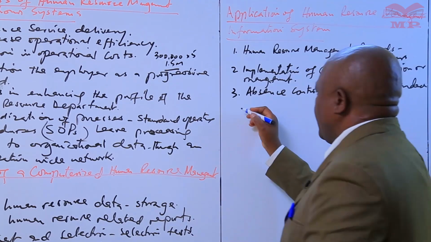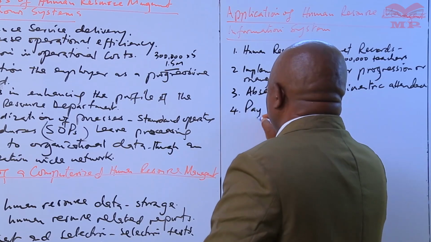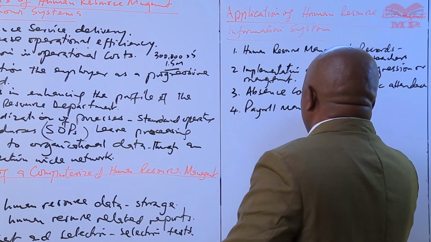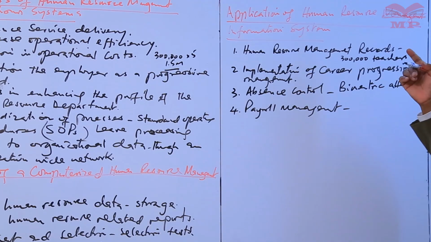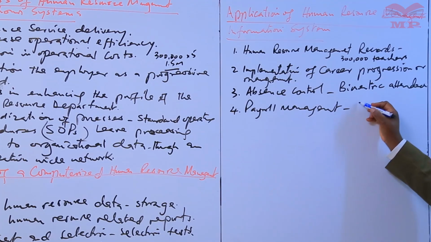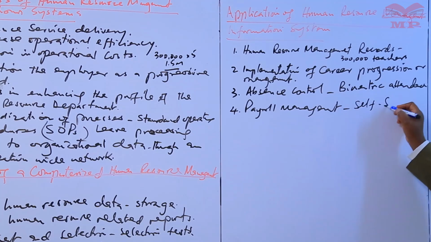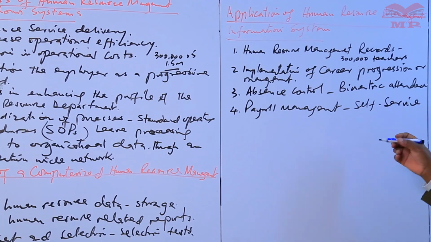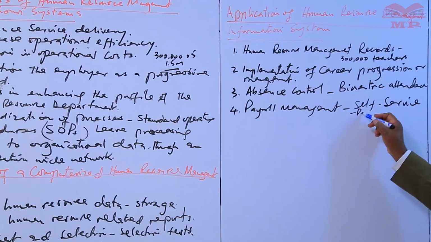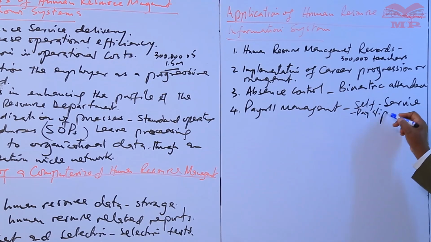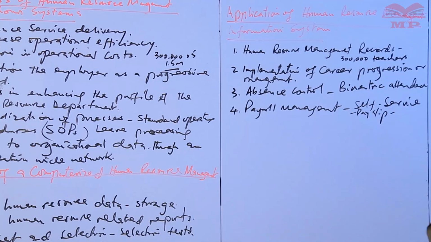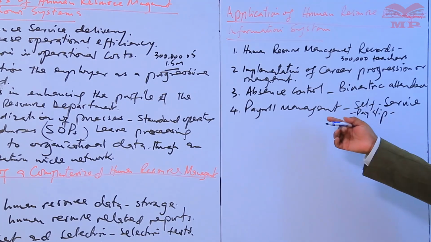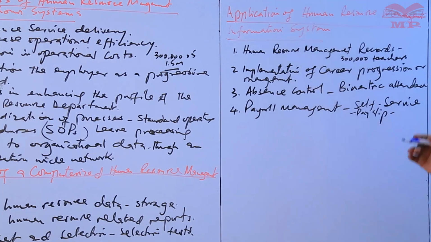There is also payroll management. In payroll management, an organization that has a human resource management information system can provide self-service, where if an employee, for example, wants a copy of a payslip, that employee is able to go to the system and download a payslip of a given month and so on, and use it as they require. So payroll management can also be another area of application.